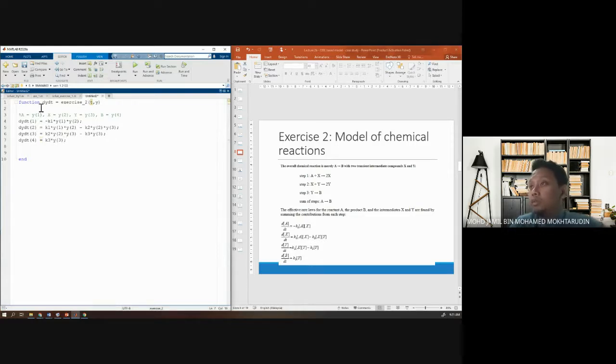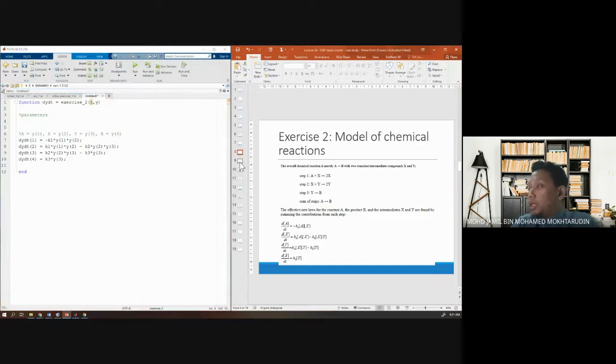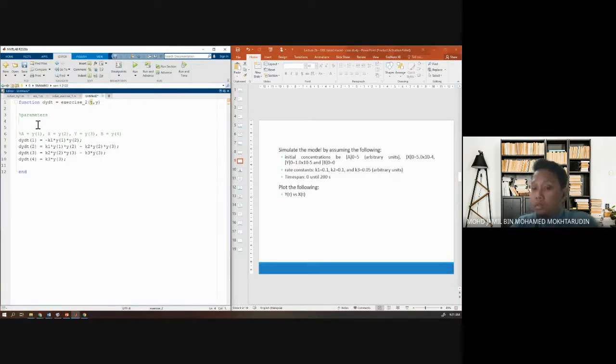Okay, so you already write the ODE, then we miss the parameters K1, K2, and K3. So we need to define the parameter first. So parameter can be found in the next slide. So K1 equals 0.1, K2 equals 0.1, and K3 equals 0.05. Okay, so I explained yesterday when we have more than one ODE, so you need to make it zero first. Okay.